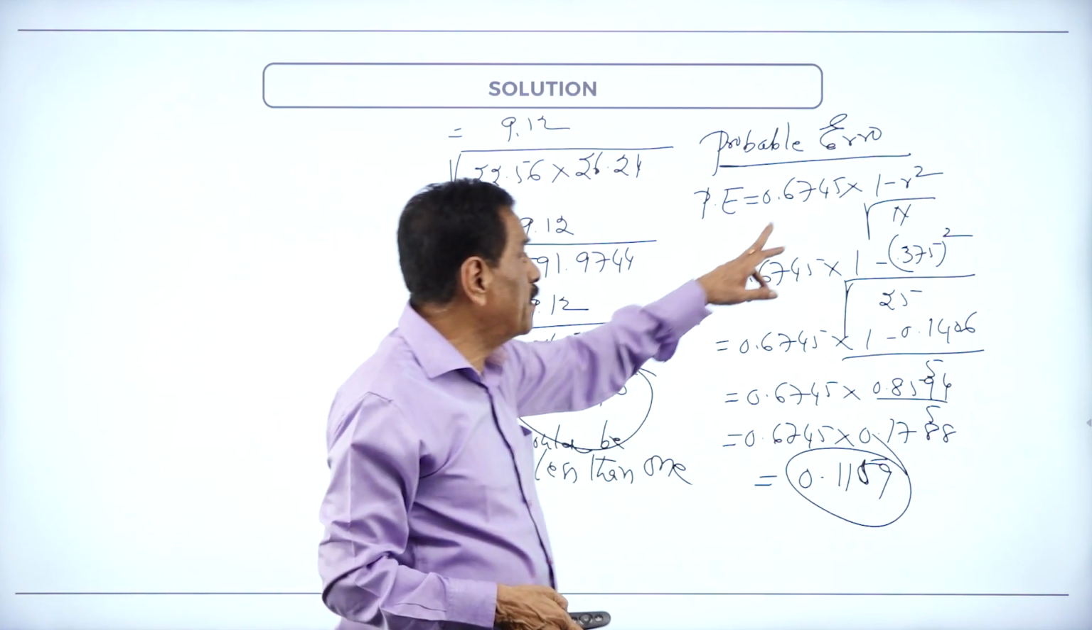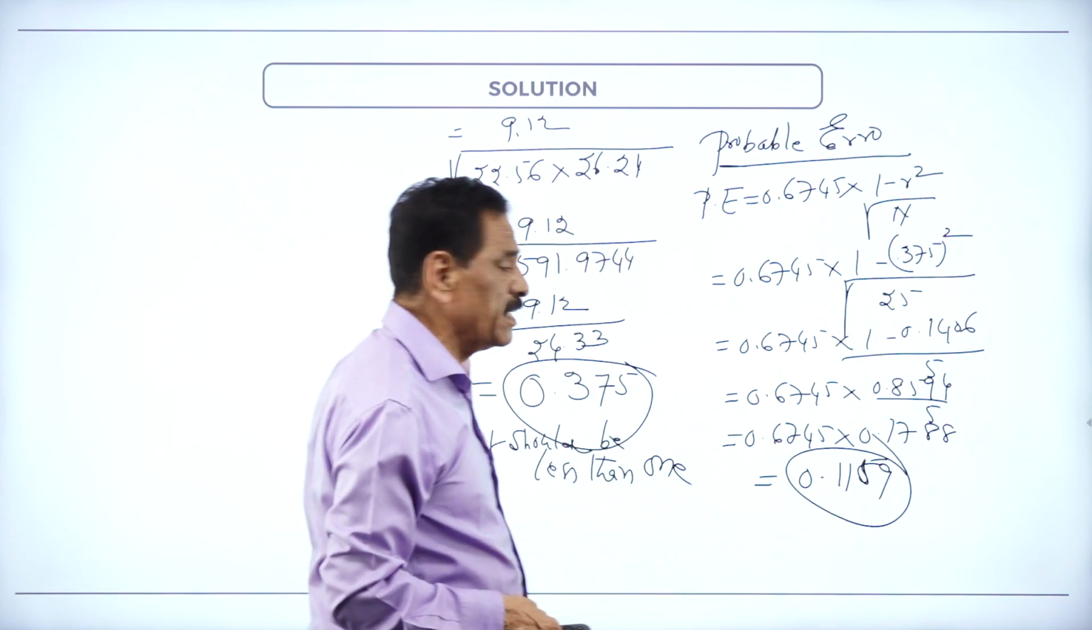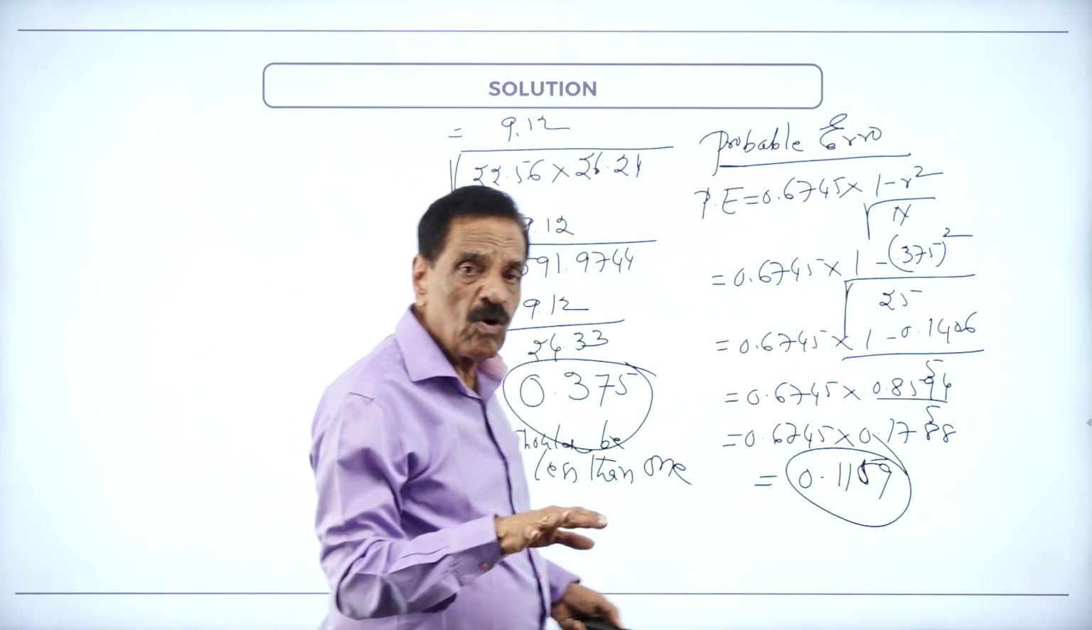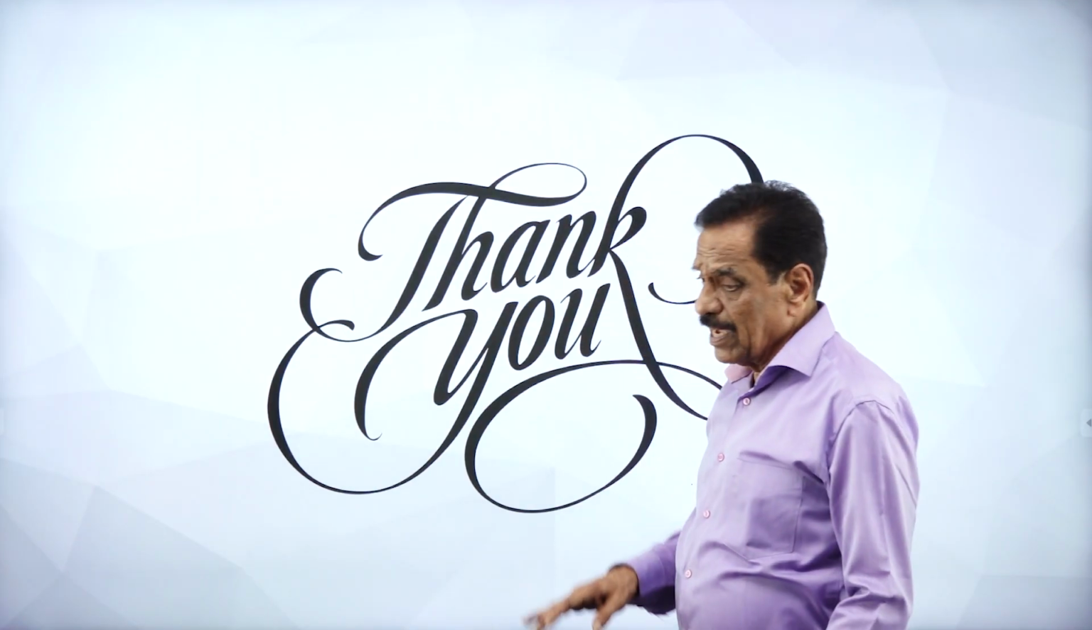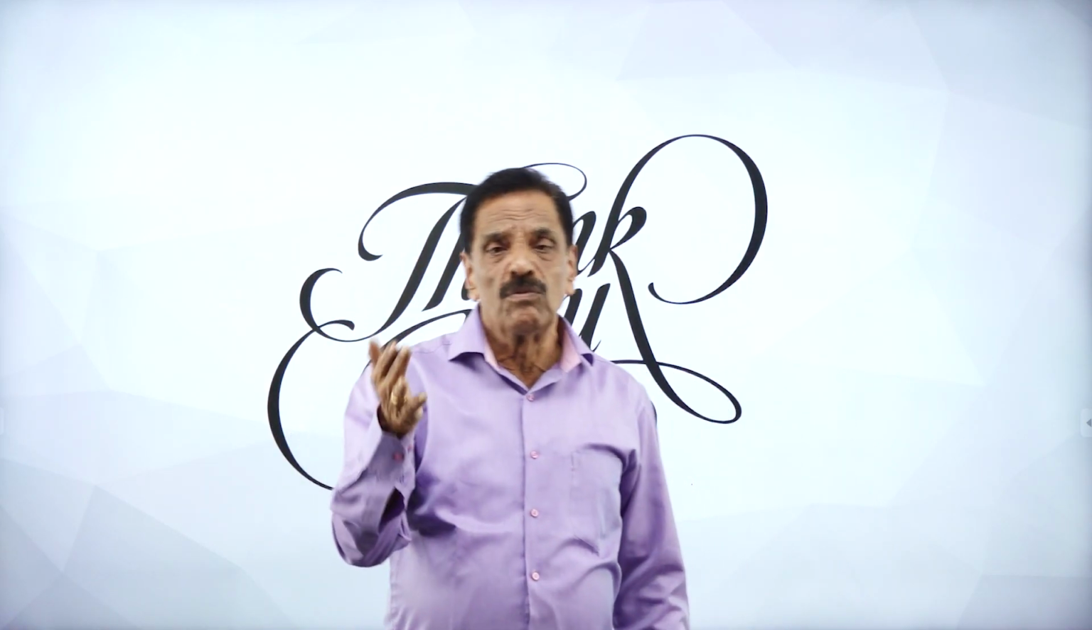So what is probable error? 0.6745 into 1 minus r squared. I will repeat this. Hope I have gone into detail. The entire mean, median, mode, coefficient of variation and table correlation I did. 15 marks question I have covered.